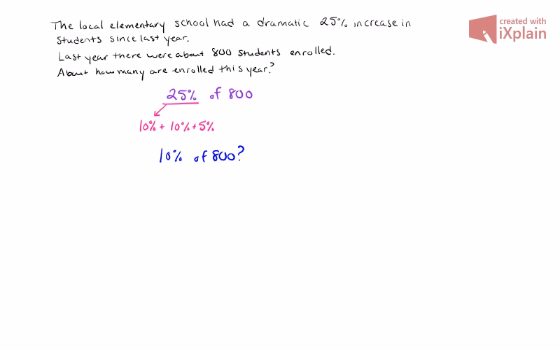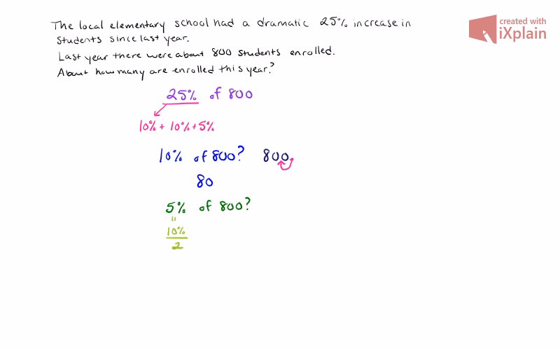Remember, we have a quick shortcut where I can take 800, locate that decimal point, and move it in 1. So 10% of 800 is 80. We also want to figure out what 5% of 800 is. And again, we want to recall that 5% is the same thing as taking 10% and dividing it by 2.